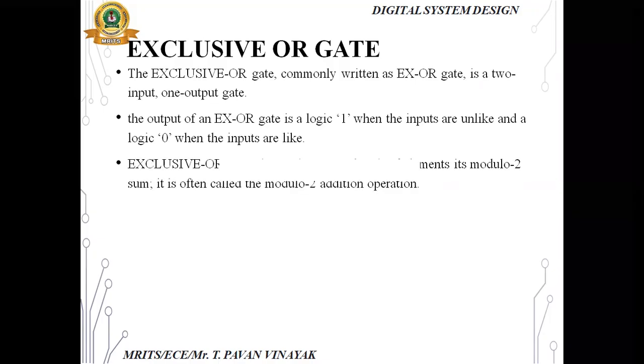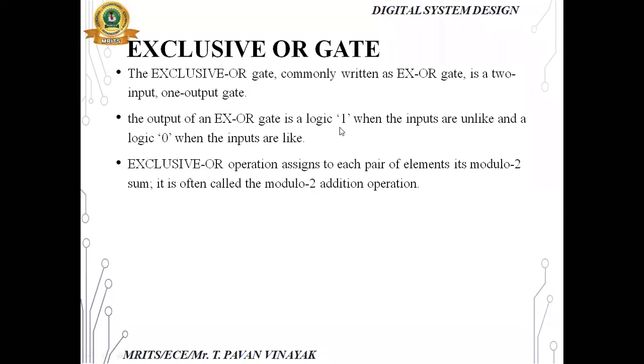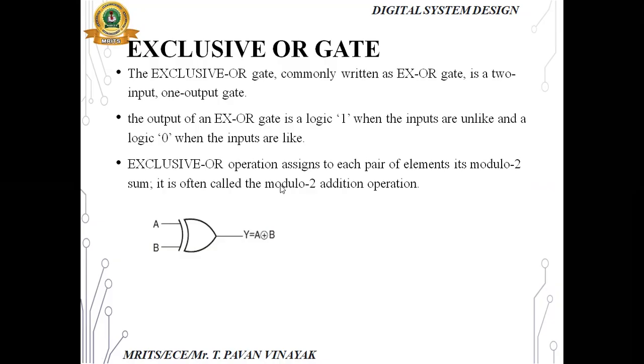Okay. See, output is 1 when inputs are unlike, and 0 when inputs are like. So exclusive OR operation is also known as modulo 2 sum, or often written as modulo 2 addition operation. This is the symbol of XOR operation.